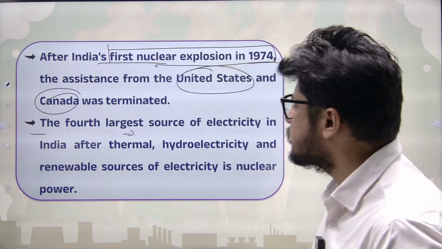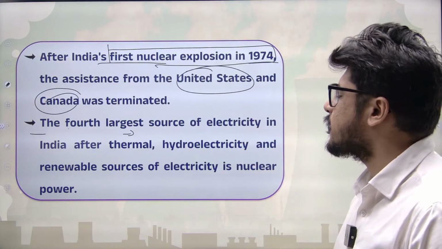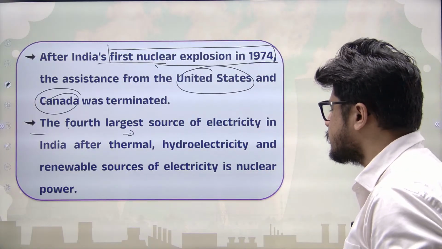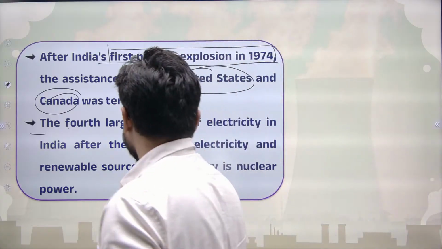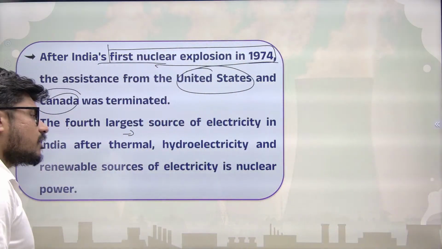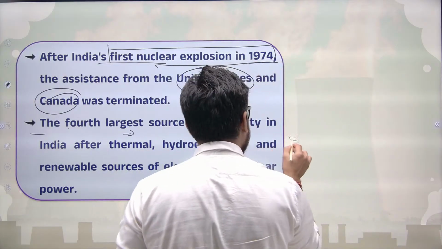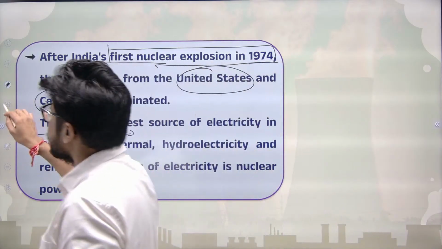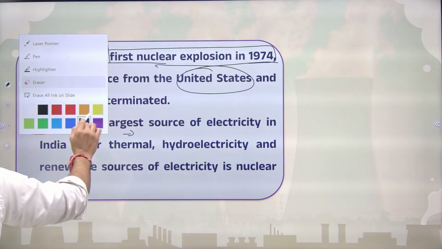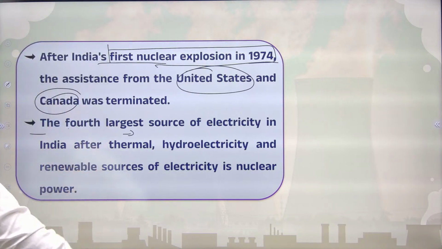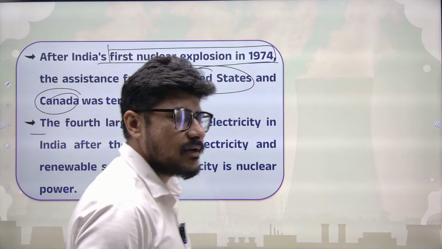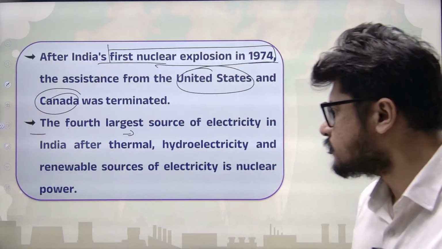The fourth largest source of electricity in India, after thermal, hydropower and renewable energy, is nuclear power. The first is thermal, second is hydroelectricity, third is renewable. Right now we have increased our renewable energy capacity to multiple extents. We'll discuss in further lectures the current status of nuclear energy and renewable energy.